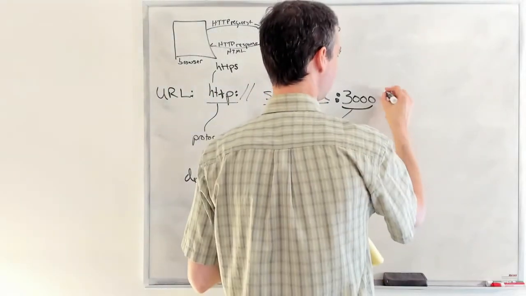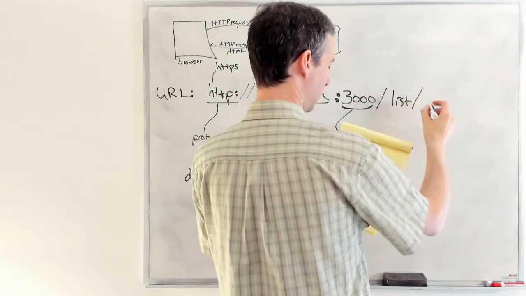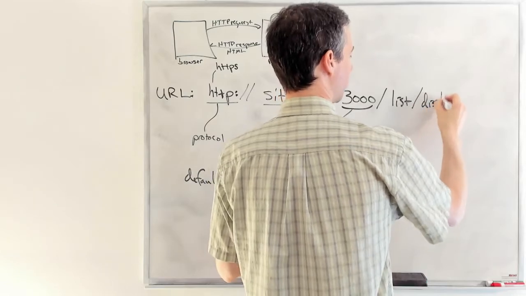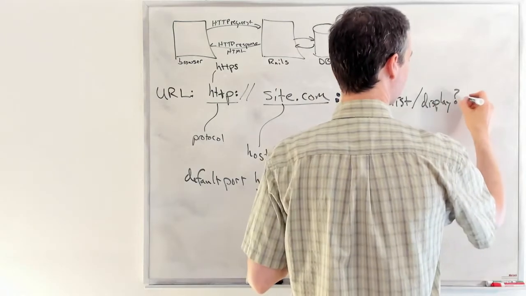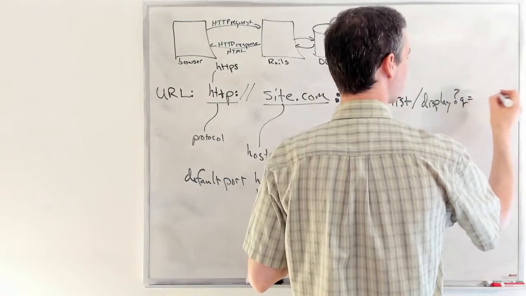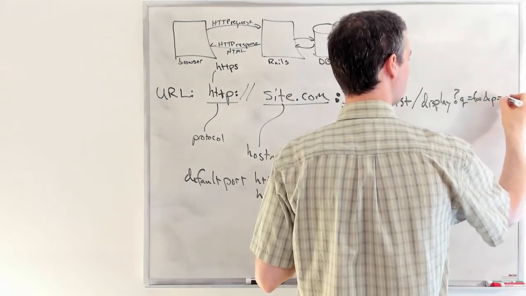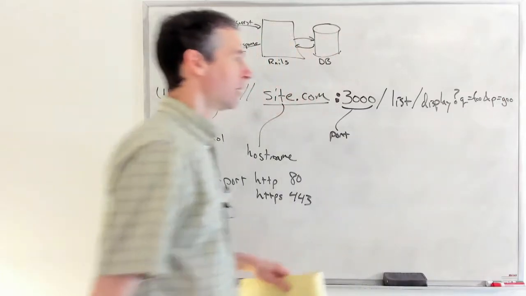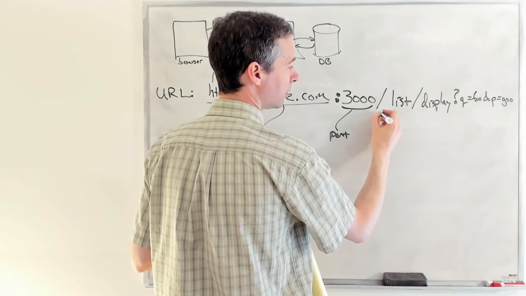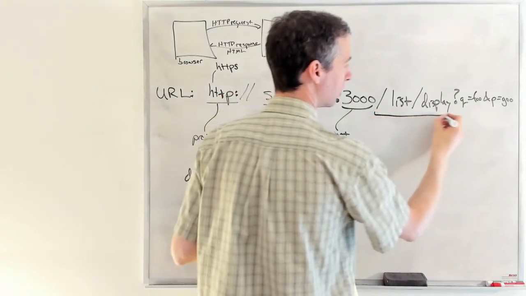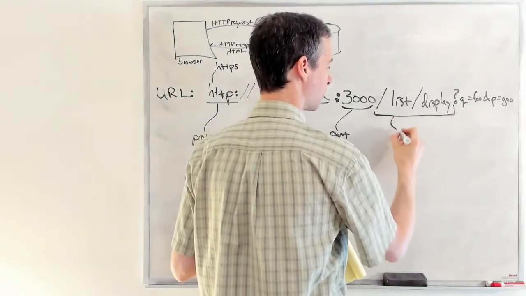Then comes the great part. You might have something like list/display, and then you're going to see something like ?q=foo&p=goo. I don't know. So this whole part here, from basically the slash to before the question mark, this is what we call our resource path.